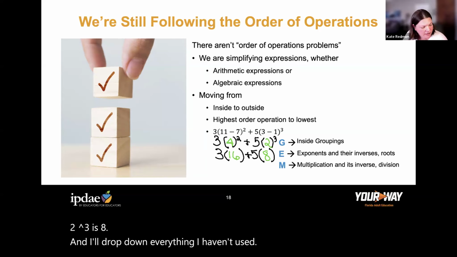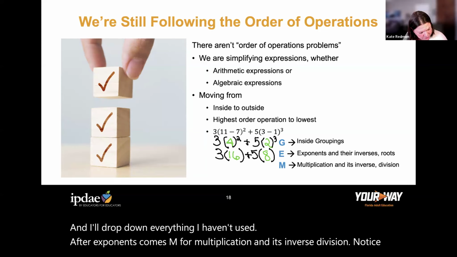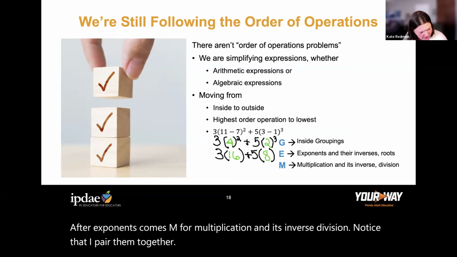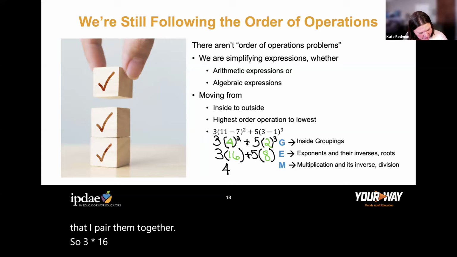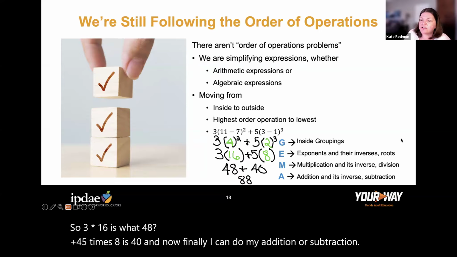After exponents comes M for multiplication and its inverse division. Notice that I pair them together. So 3 times 16 is what? 48. Plus 5 times 8 is 40. And now finally I can do my addition or subtraction, and addition and its inverse subtraction.